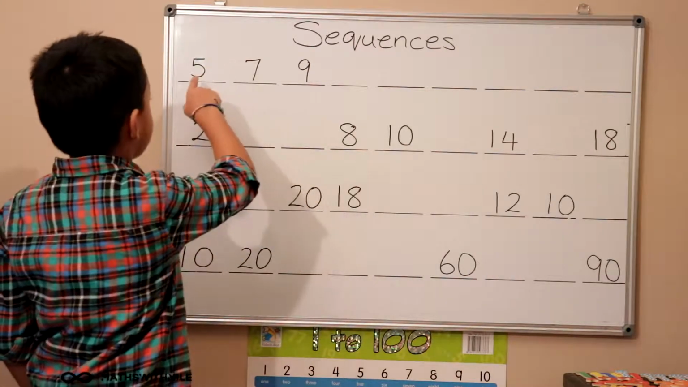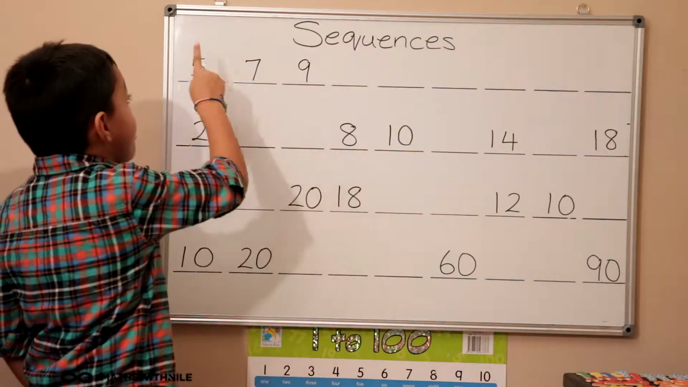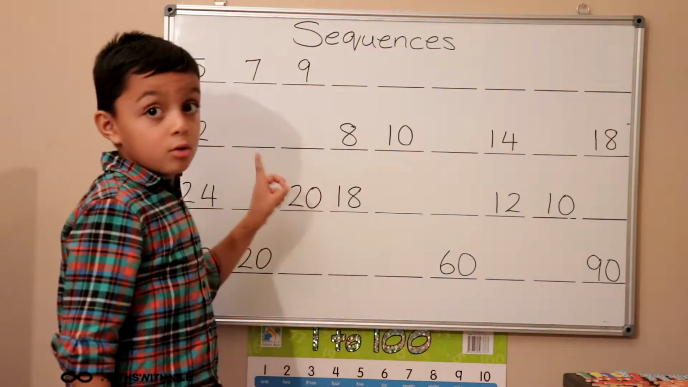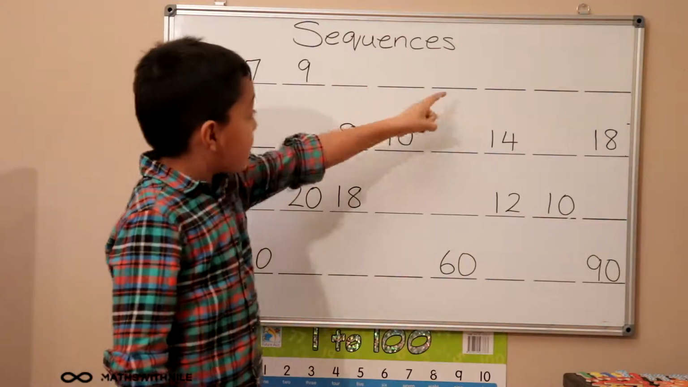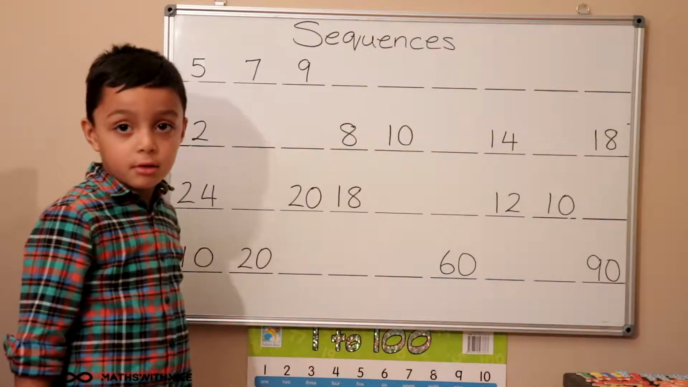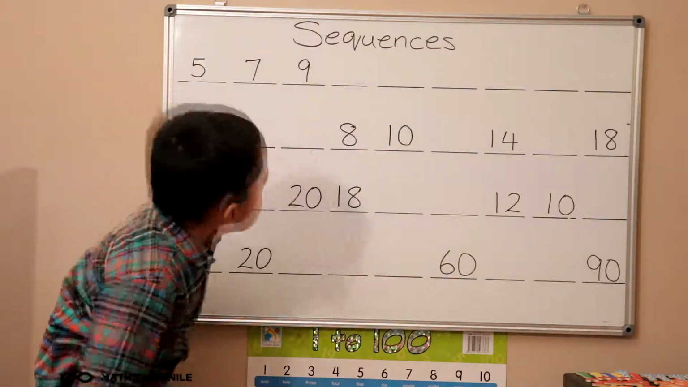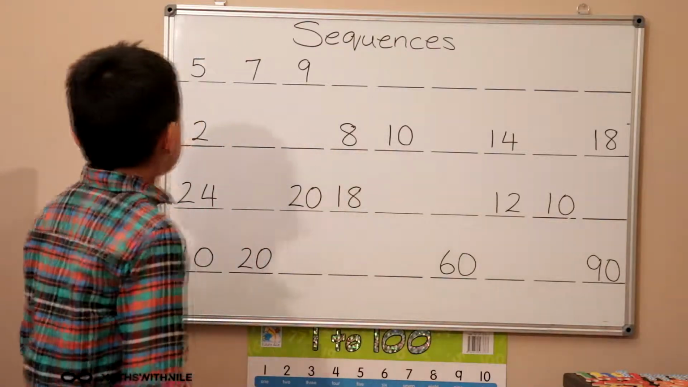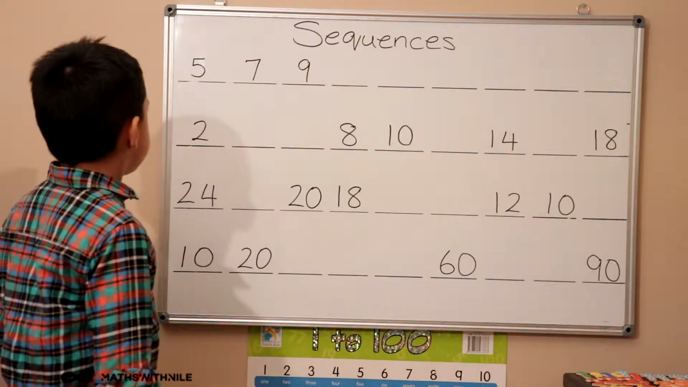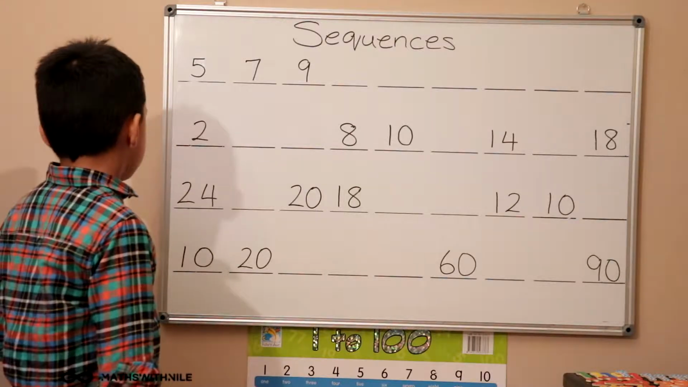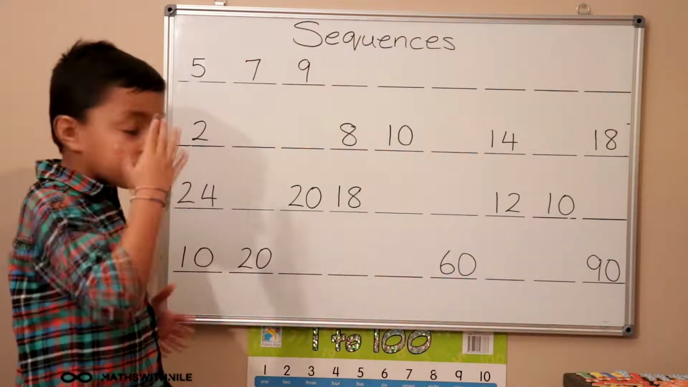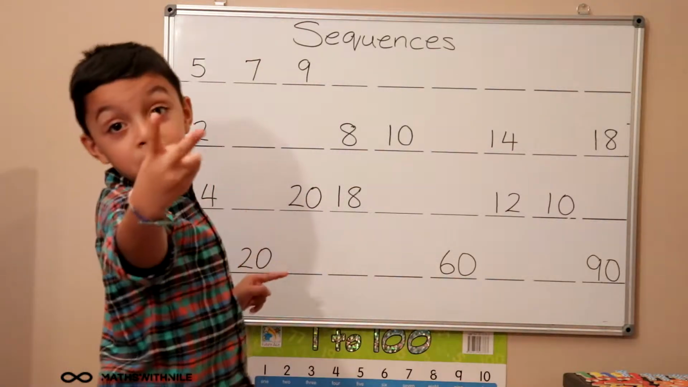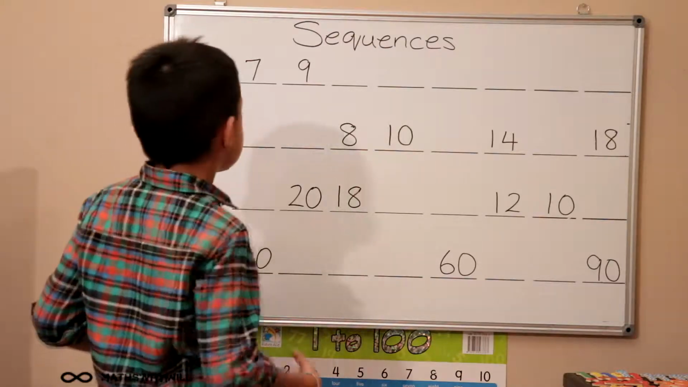So it's going 5, 7, 9. So 5, 7 and 9 are odd numbers. Okay. So that means that this is a row of odd numbers. Very good, Nile. And what's happening at each point between the 5 and the 7 and between the 7 and the 9? What's happening? Are you adding? Are you taking away? I'm adding 2. So 5 plus 2 is 7.